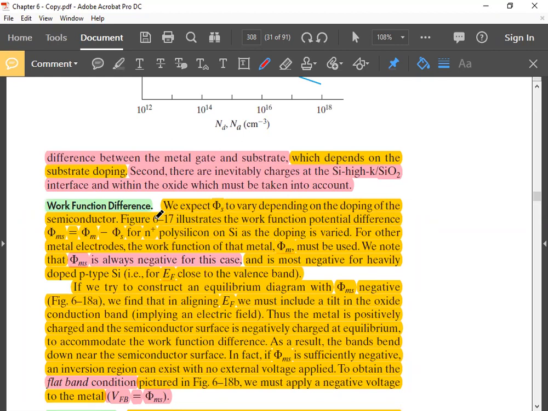Figure 6.17 illustrates the work function potential difference phi ms. Phi ms is phi m minus phi s for n plus polysilicon on silicon as the doping is varied. So n plus polysilicon is in the middle. The heavily doped polysilicon was used as a substitute for gate metal. Instead of metal in the gate, a heavily doped polysilicon layer was used. So that's why n plus polysilicon is being shown here.